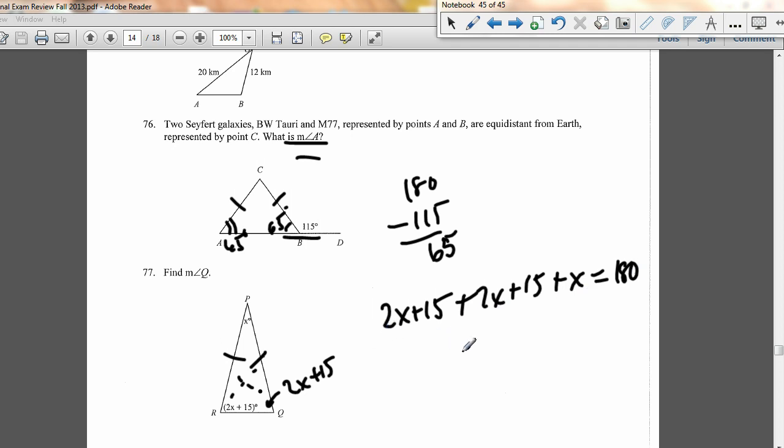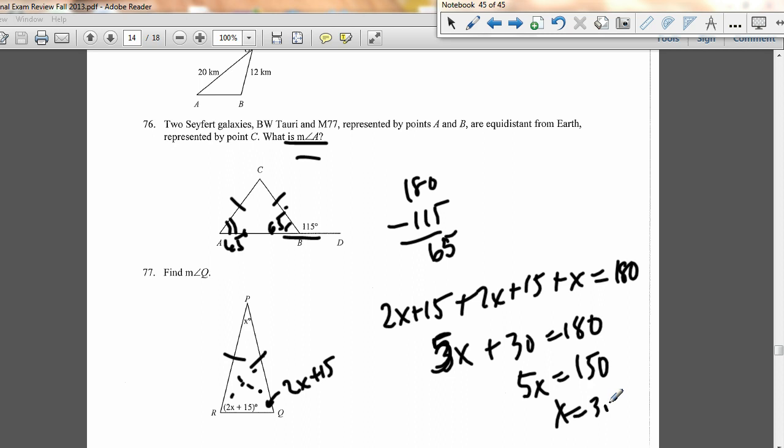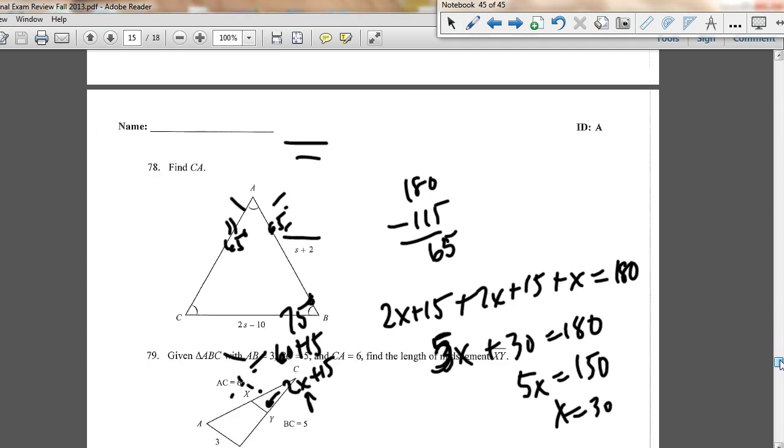Don't add up sides. But you do the math there, you got 5x's plus 30 will equal 180. That means 5x equals 150. That means x, when you divide by 5, will be 30. You're trying to figure out the measure of Q, which is right here, so plug in 30. 2 times 30, which is 60, plus 15, so I would say that's 75 degrees. Okay, pretty sure I did that right. Let's go to the next question.